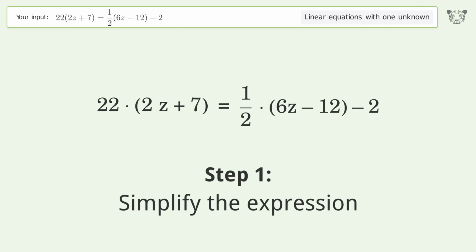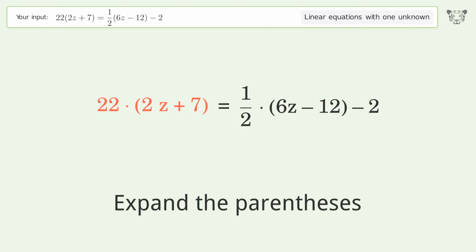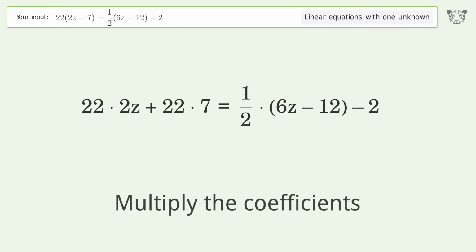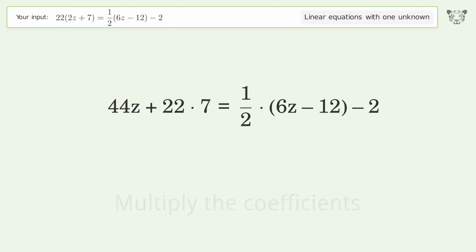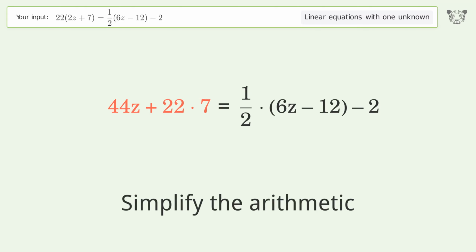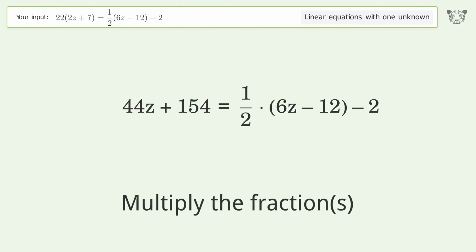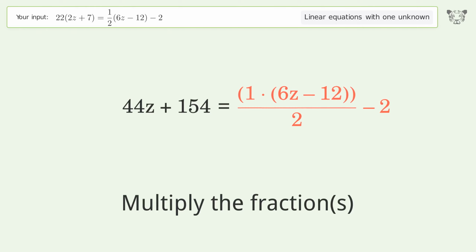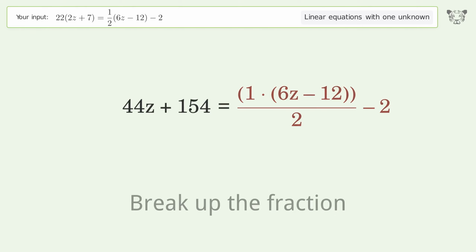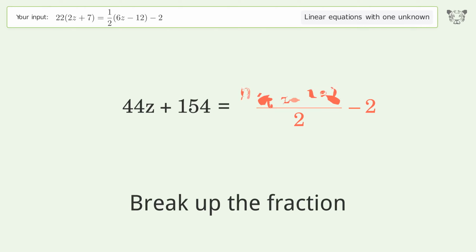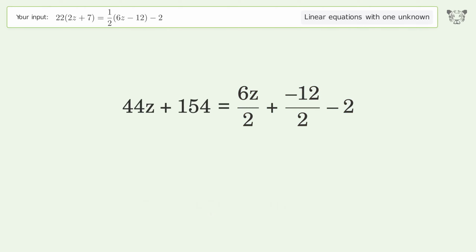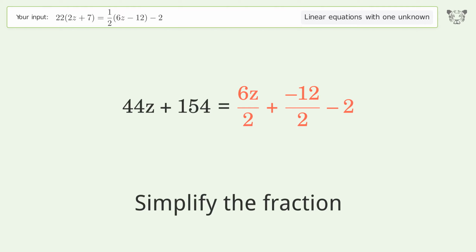Simplify the expression. Expand the parentheses. Multiply the coefficients. Simplify the arithmetic. Multiply the fractions. Break up the fraction. Simplify the fraction.